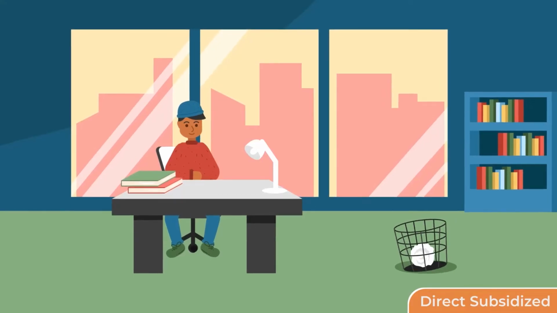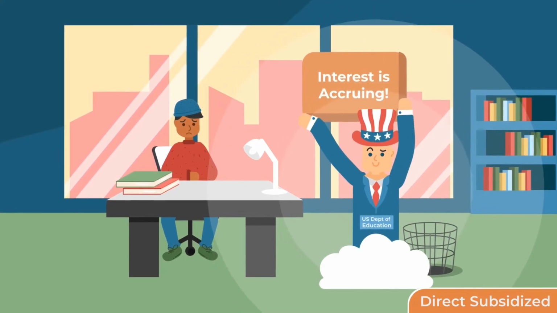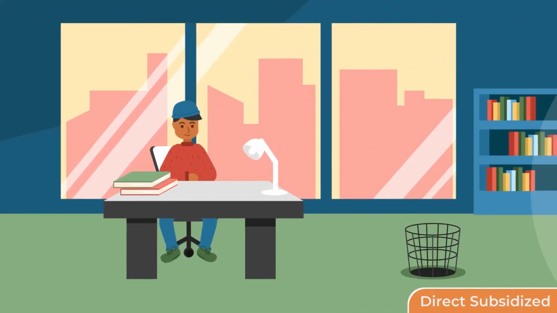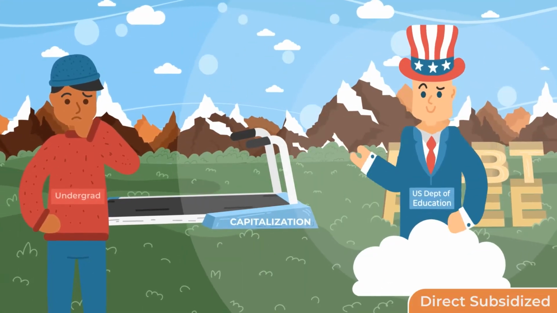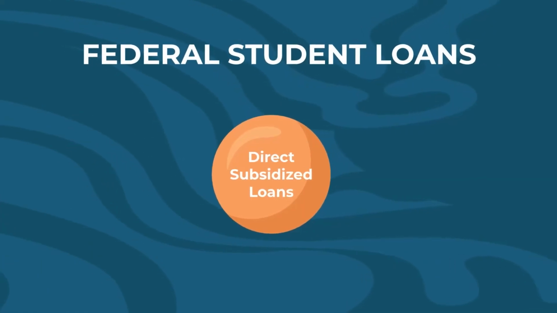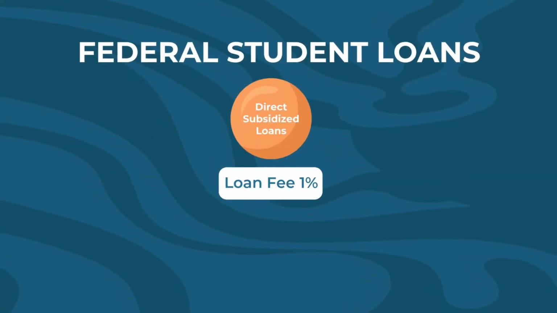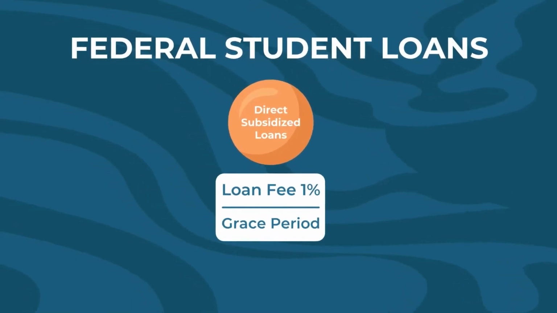Subsidized means that the government pays the interest you accrue while you're enrolled in school, during a grace period, and during periods of deferment. That means there won't be any capitalization because the government pays that interest for you. These are the best type of loans out there. Loan fees are slightly over 1%, and finally you get the same 6-month grace period.